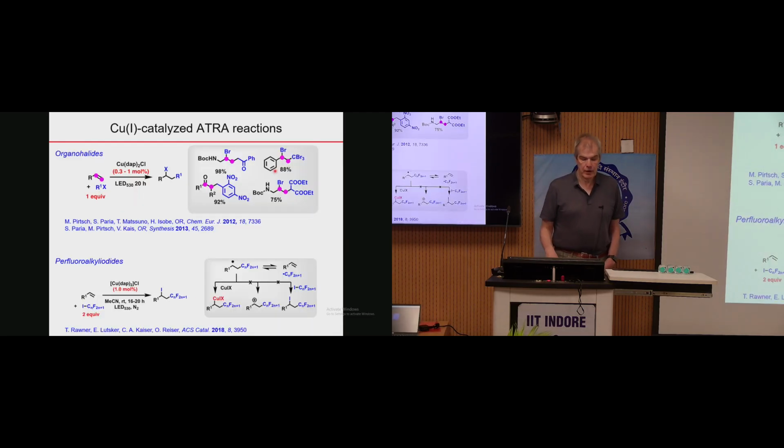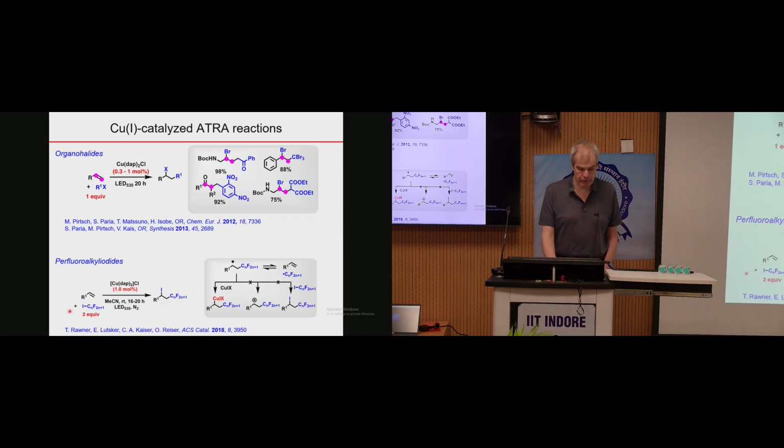Okay, so then we did this quite a bit, and at that time we were very happy that copper would do this type of chemistry at all, and we could add quite a number of halides, typically activated halides, to all kinds of alkenes here. And then we found later on that certain substrates, iodides for example, would only work with copper and they would not work with anything else.